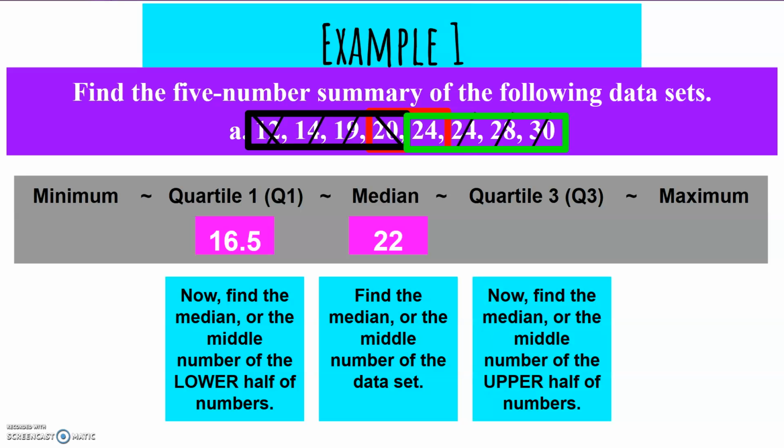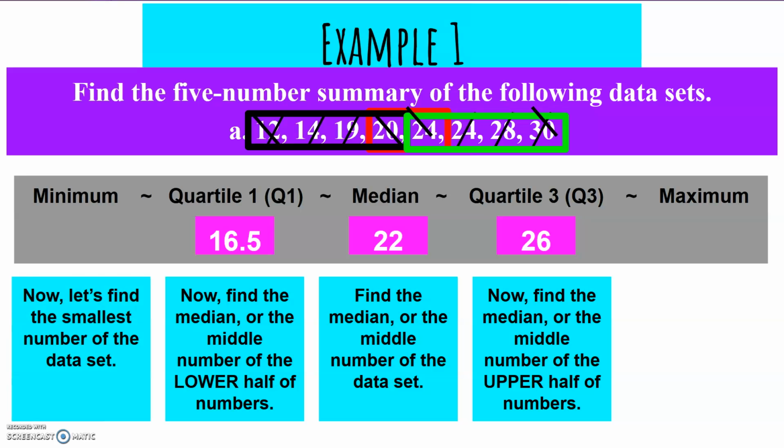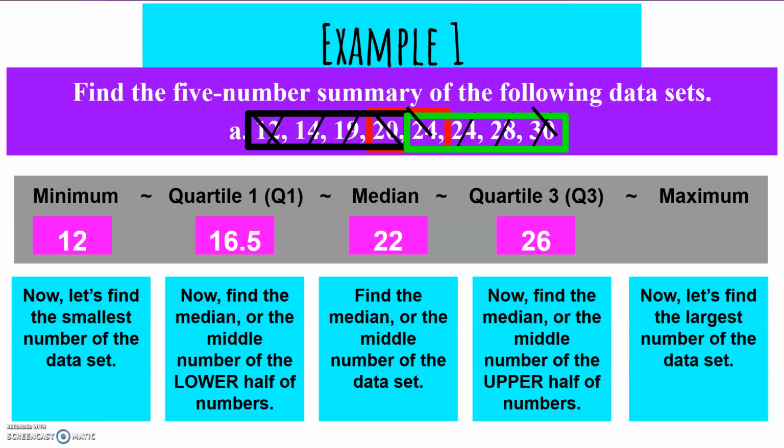Quartile 3, same thing, only at the top. 24, 24, 28, and 30. We need to find the median of those numbers. And again, we are left with 24 and 28, which when we add together, we get 52. We divide 52 by 2 because there's 2 of them, and we get 26 is our quartile 3. Now all we have left is the minimum and maximum, and we know how to find those. The minimum, of course, is the smallest number in the data set, which is 12, and the maximum is the largest number in the data set, which is 30. So now we have our 5-number summary: 12, 16.5, 22, 26, and 30.